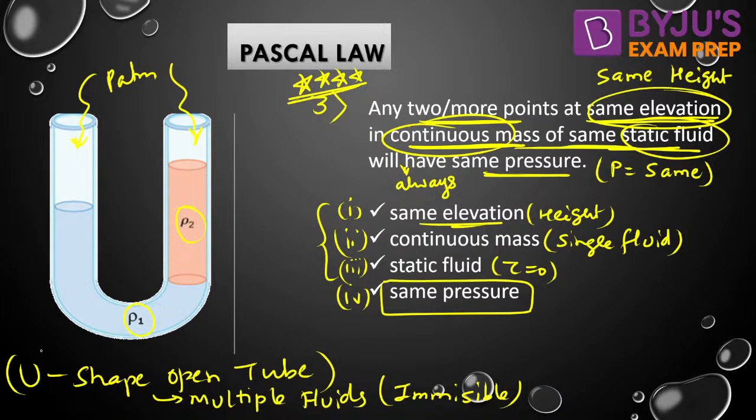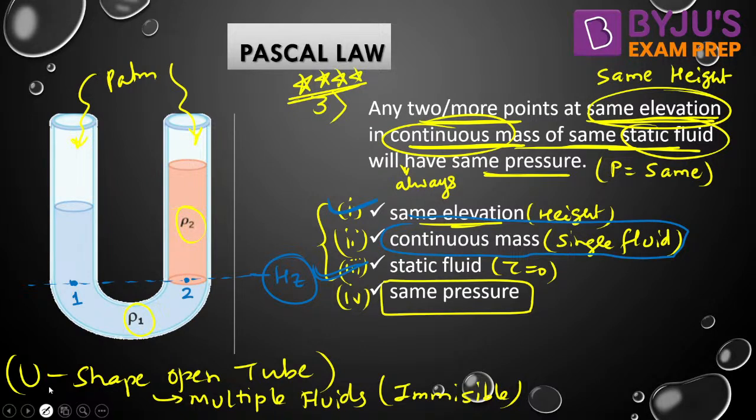If I draw a horizontal line, look, if I draw a horizontal line here, now both the fluids are static fluid. Whatever the fluids in the arrangement are static, both the fluids are static fluid, so this condition is always satisfied for all the points. And if we take points 1 and 2 on the same horizontal line, then we can say point 1 and point 2 satisfy the condition of same elevation also. Yes or no? They are at the same elevation, same height. Now the third condition is most important. Continuous mass or single fluid.